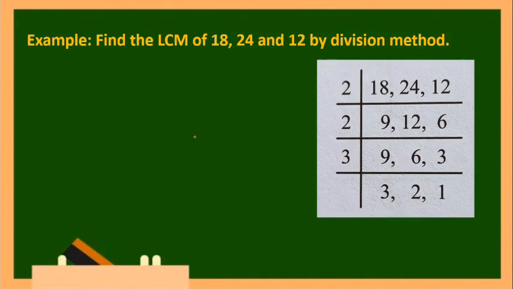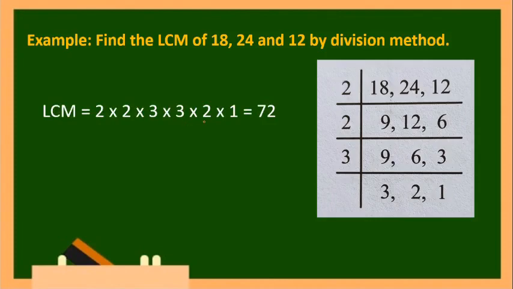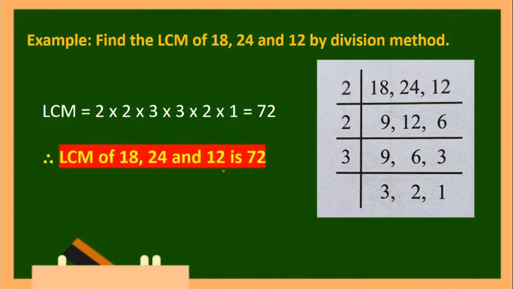Now what we need to do? We should find the product of the divisors and remaining numbers. That's nothing but the LCM. 2 into 2 into 3 into 3 into 2 into 1, that's nothing but 72. So therefore the LCM of 18, 24 and 12 is 72. So this is the division method. Understood everyone?